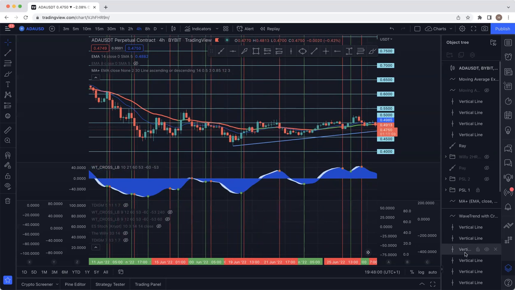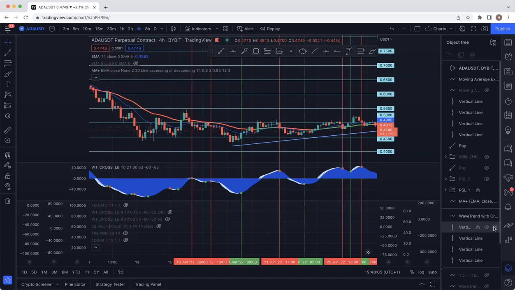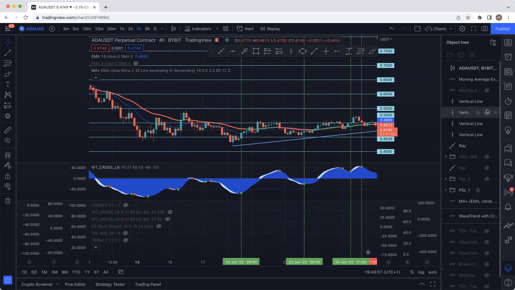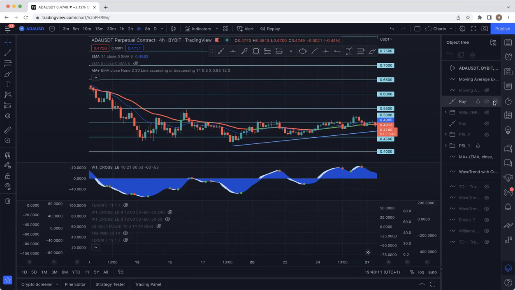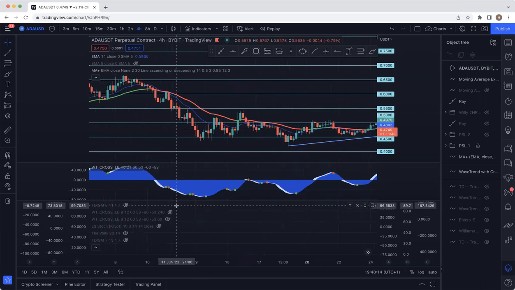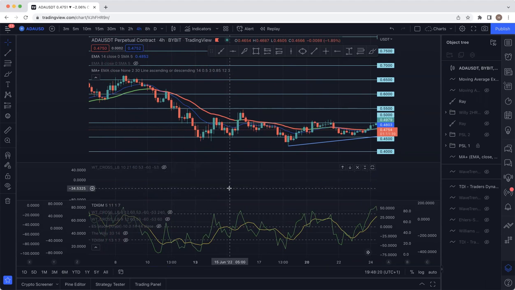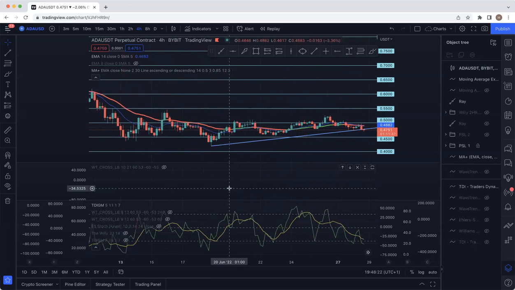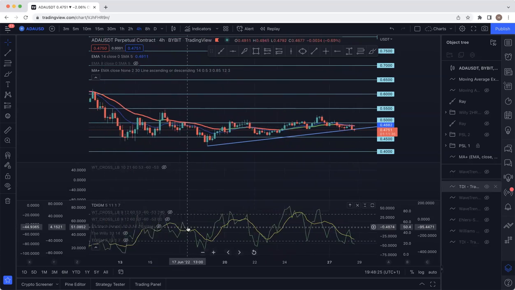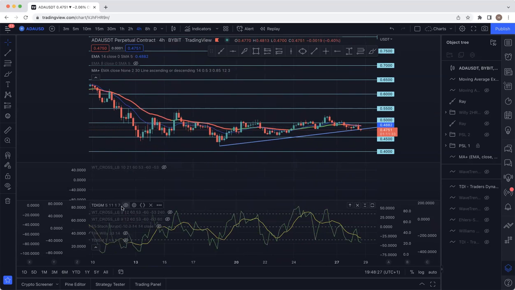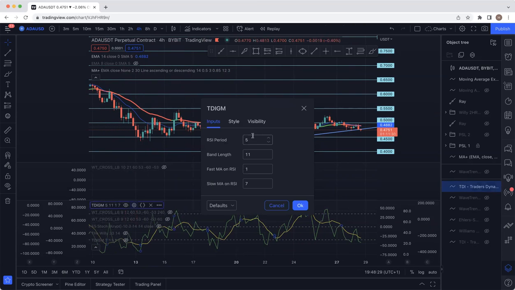Okay, that's fine. So now I'm going to take off all these lines. Take them off quickly. And then I'm going to go into the other indicator. So the other indicator is the TDI. We just did that. So for the TDI, I need to also demonstrate how the TDI works. We did some settings on the TDI, and I hope you remember. The settings were 5, 11, 1, and 7.